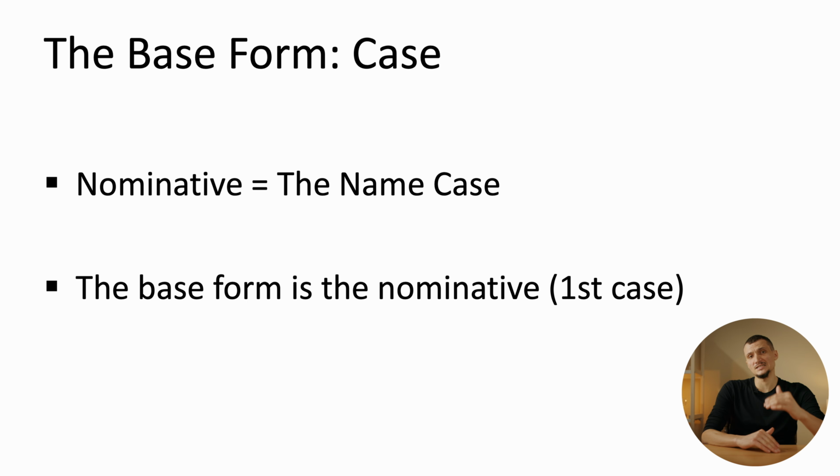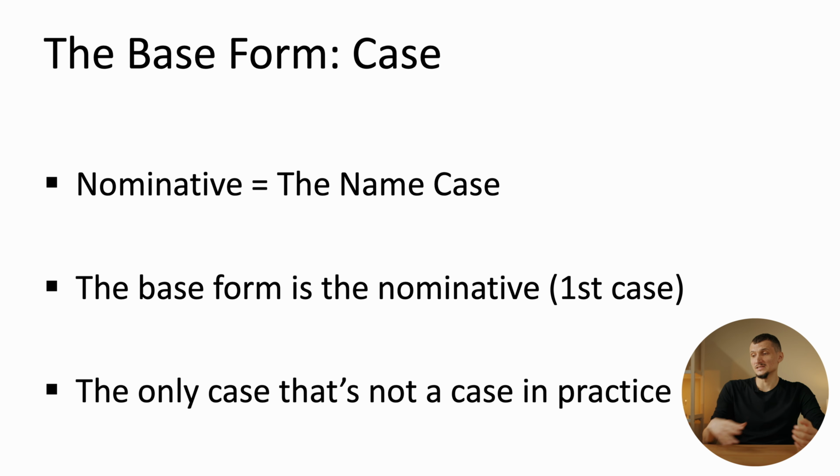And in the Slovenian case system, they always go from 1 to 6. Number 1 is the nominative, and we said in past lessons that it's the only case that's not a case in practice. It is the original, so to speak. Or you can think of it, when it comes to things, it is the word itself, and when it comes to people, it is someone's actual name.